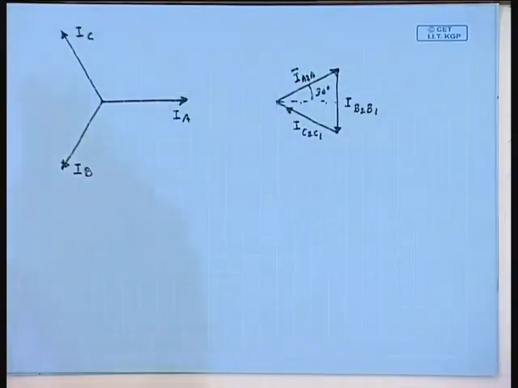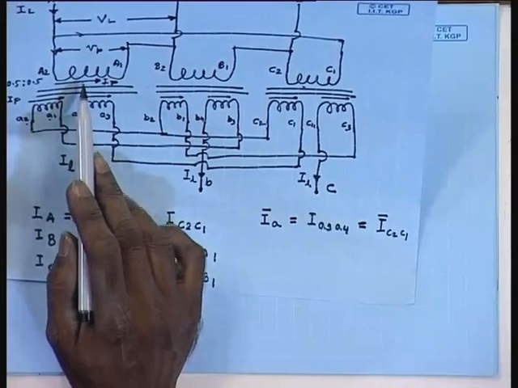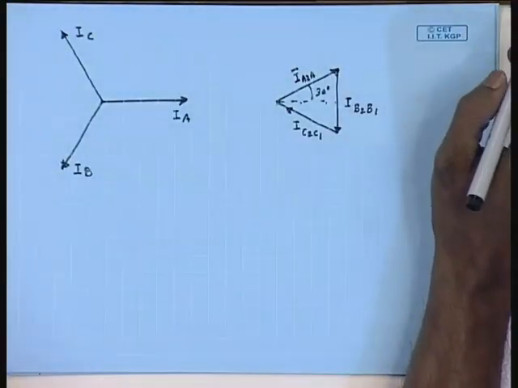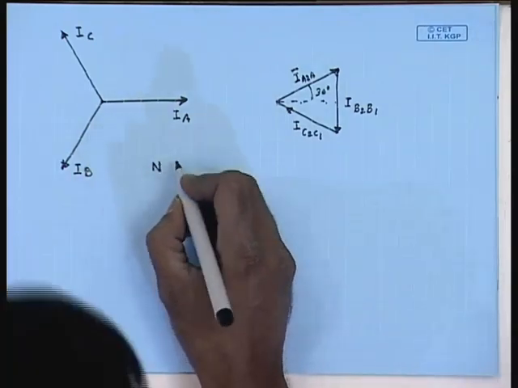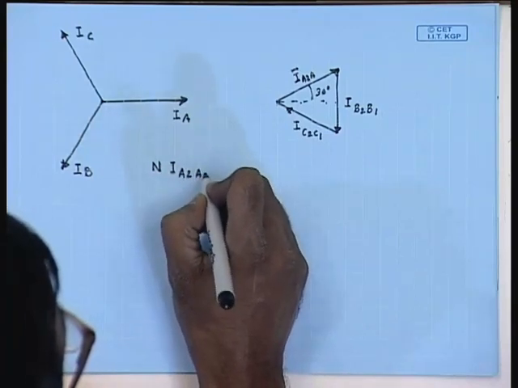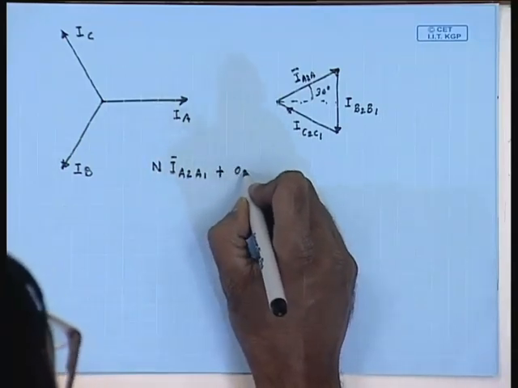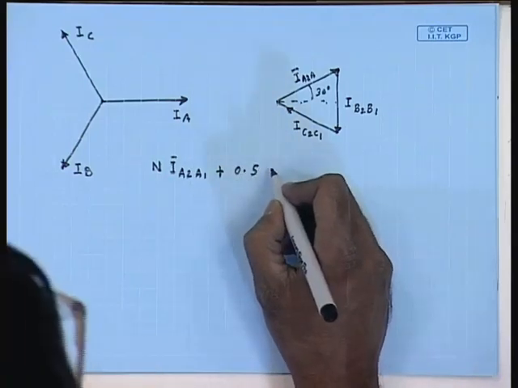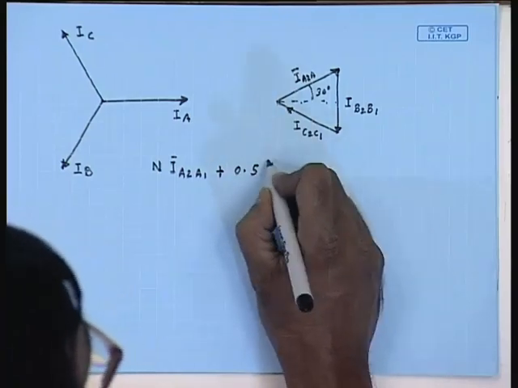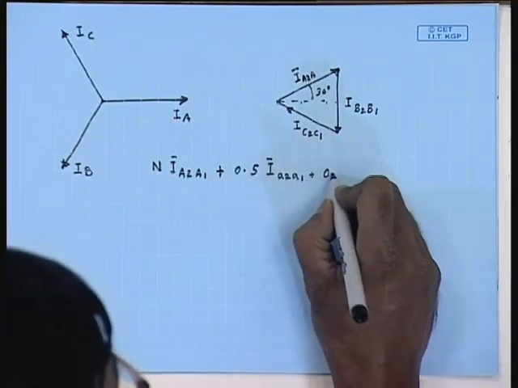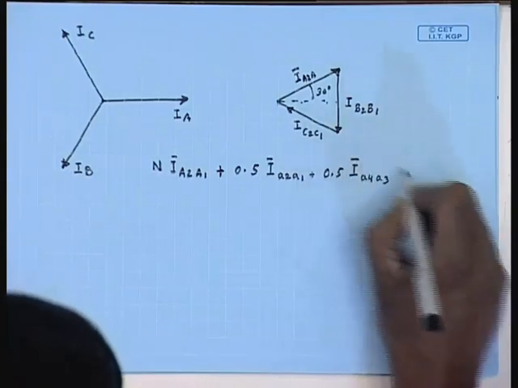Now, it has to be seen that in order to balance MMF, we must have n times I_A2A1 plus 0.5 times I_A2A1 plus 0.5 times I_A4A3, this must be equal to 0.